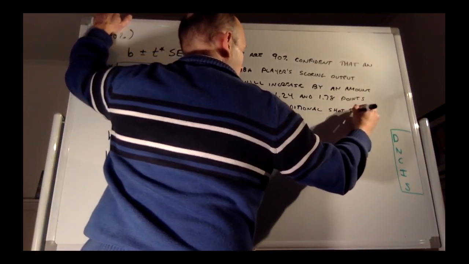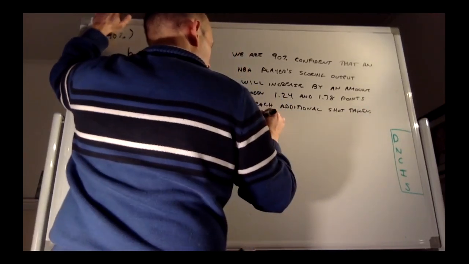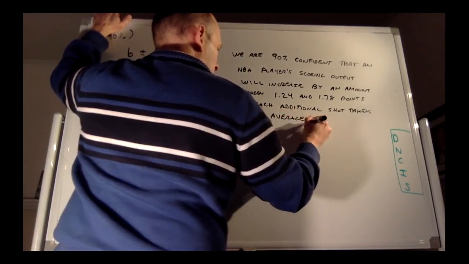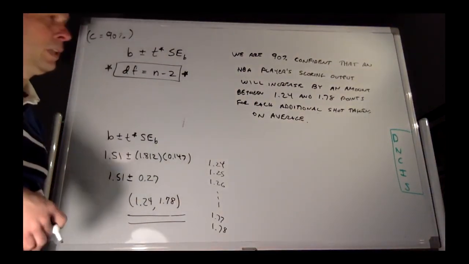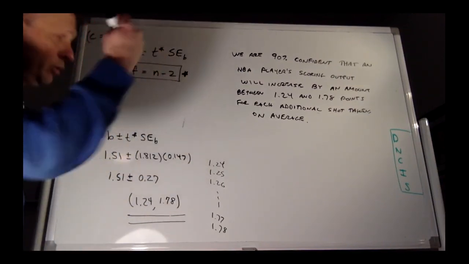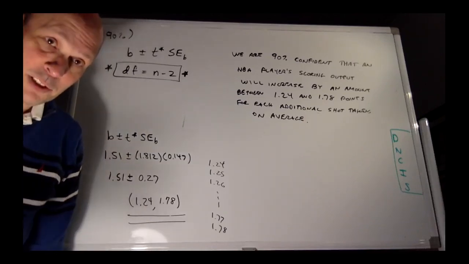And of course, what we're saying here is on average. So for each additional shot an NBA player takes, we're saying that they're going to score an extra somewhere between 1.24 and 1.78 points for each additional shot on average.